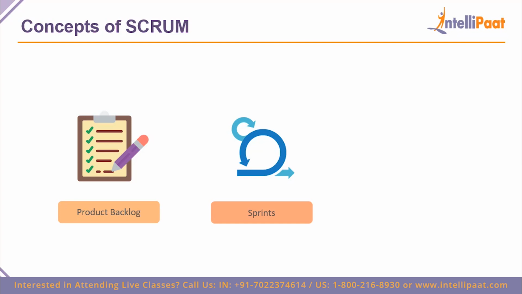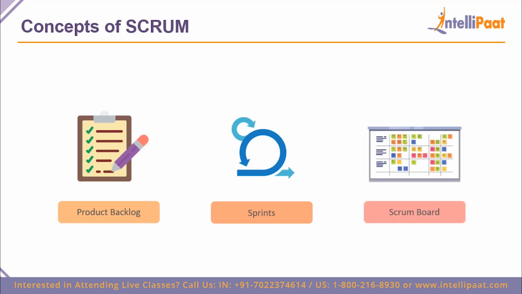Okay, the last concept we're going to discuss is the Scrum board. Now Scrum board is basically used to show all the different tasks that are being completed, or that have to be completed, or that have already been completed by the team. This Scrum board is used to keep track of the overall project.